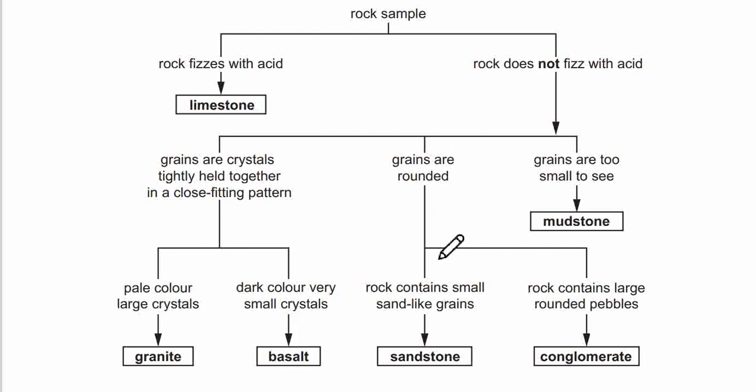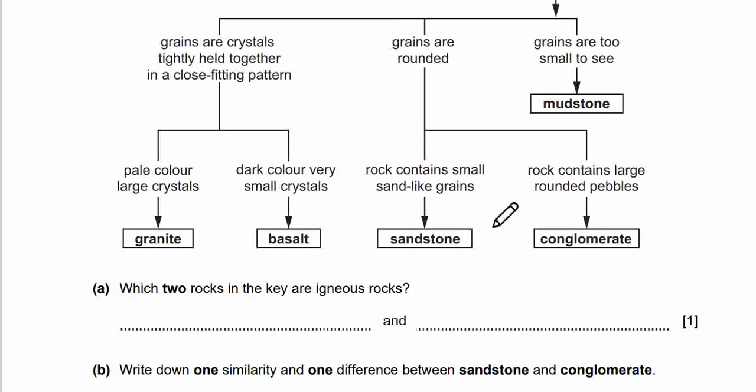Grains are rounded, again divided into two: small sand-like grains and large rounded pebbles. Small sand-like grain is sandstone and large round pebbles is conglomerate. So this is conglomerate, large rounded pebbles, and grains are too small to see is mudstone. Now let's check the question.